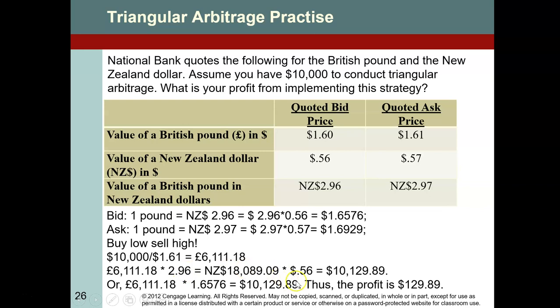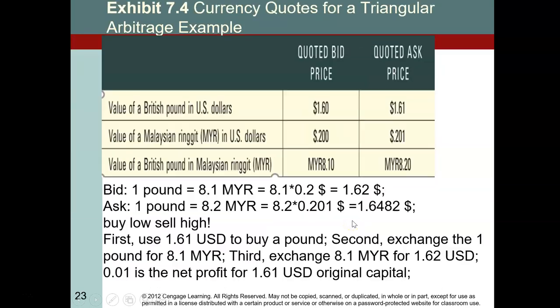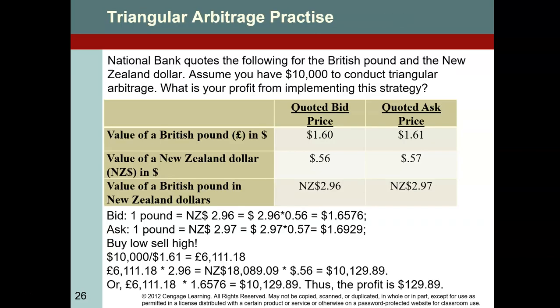Okay, so by multiplying by 1.6576, we're combining two steps here: multiply by 2.96 and multiply by 0.56. We're combining these two steps because we got this number from multiplying by these two numbers. Okay, so we can buy at this price and sell at this price. Selling at this price is actually selling at these two prices consecutively.